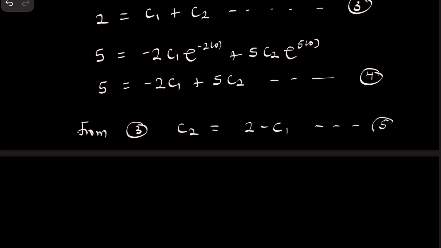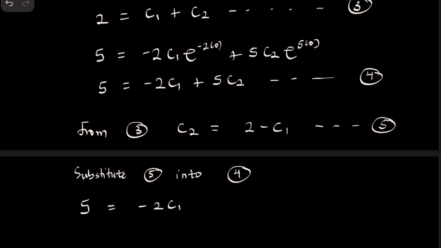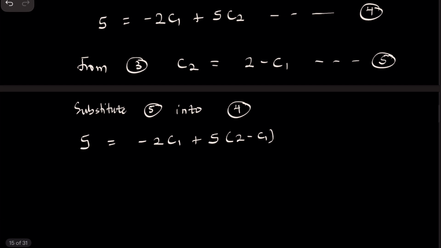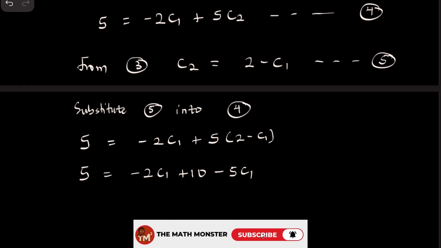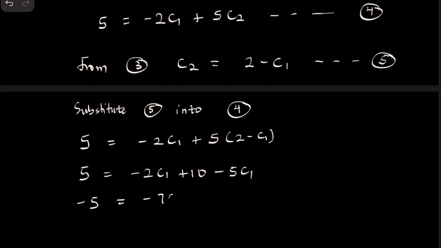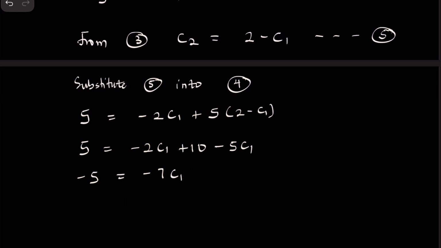So we call this guy equation 5. Substituting equation 5 into equation 4 gives 5 is equal to minus 2 C1 plus 5 times C2. But C2 from equation 5 is 2 minus C1. Now let's simplify this. So that's going to be 5 is equal to minus 2 C1 plus 10 minus 5 C1. So this is going to be minus 5 is equal to minus 7 C1. And so we are going to have C1 giving us 5 on 7.